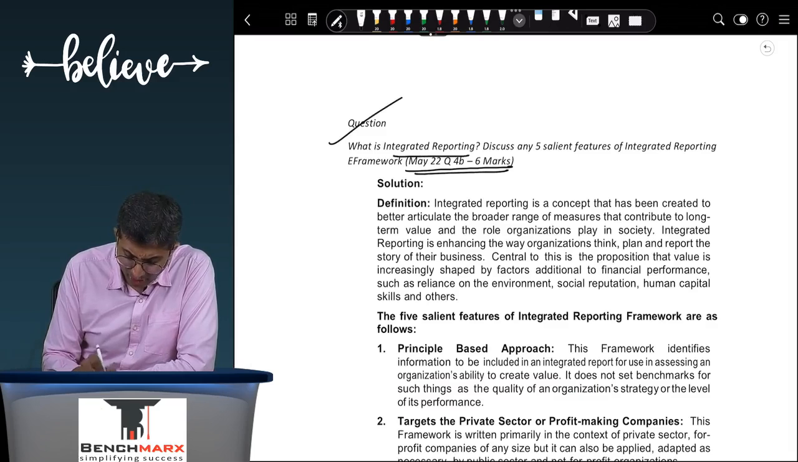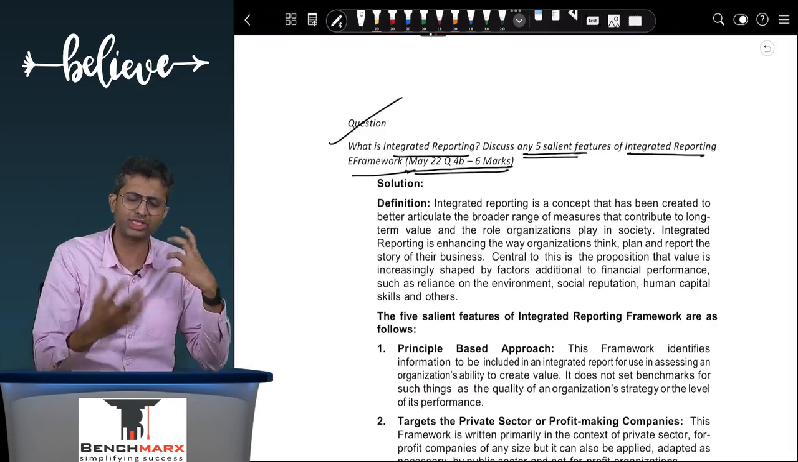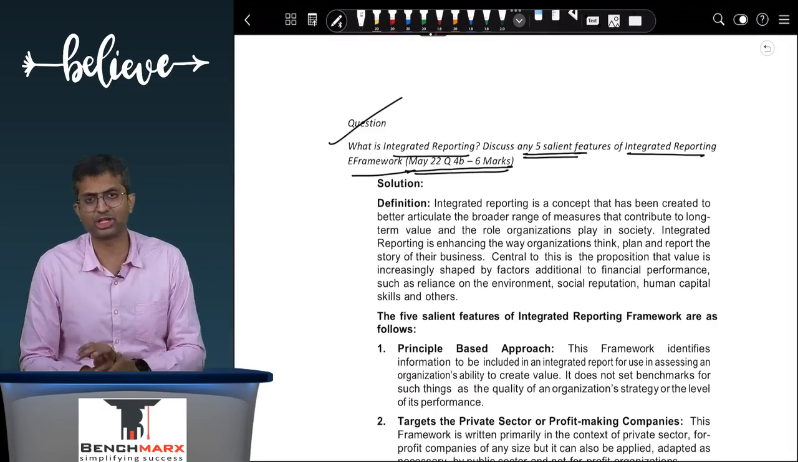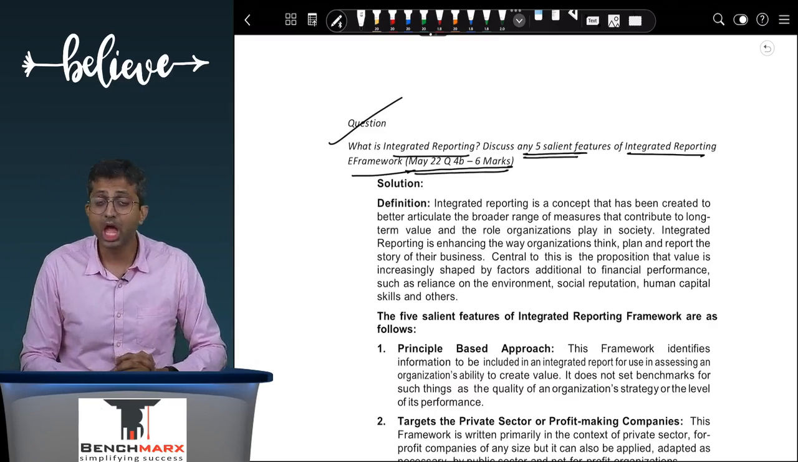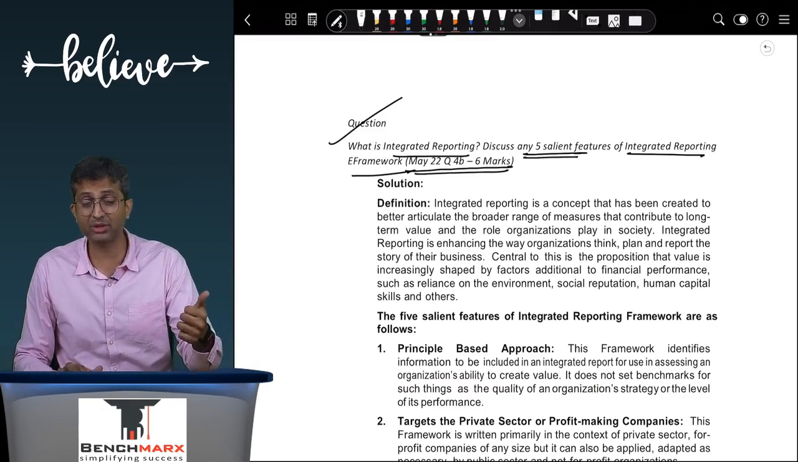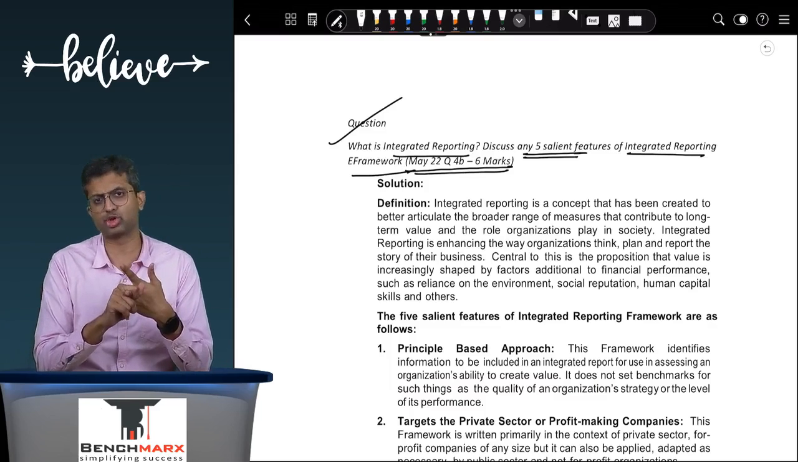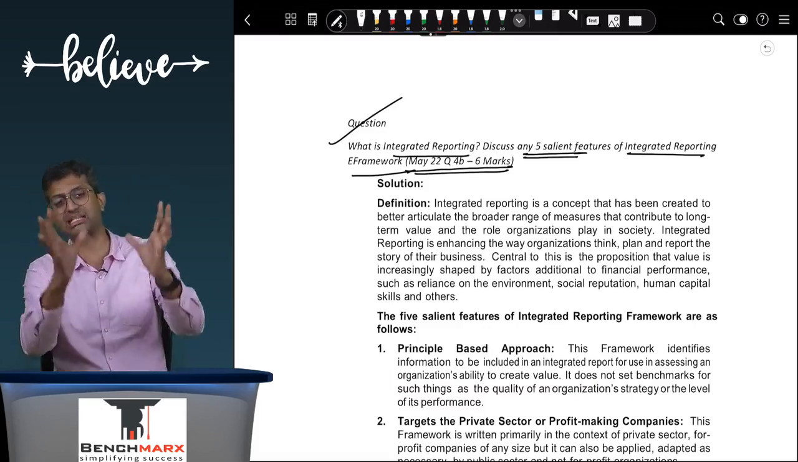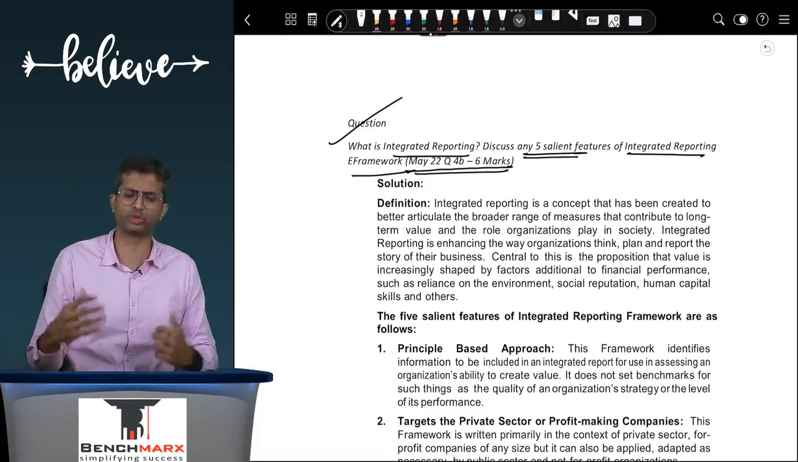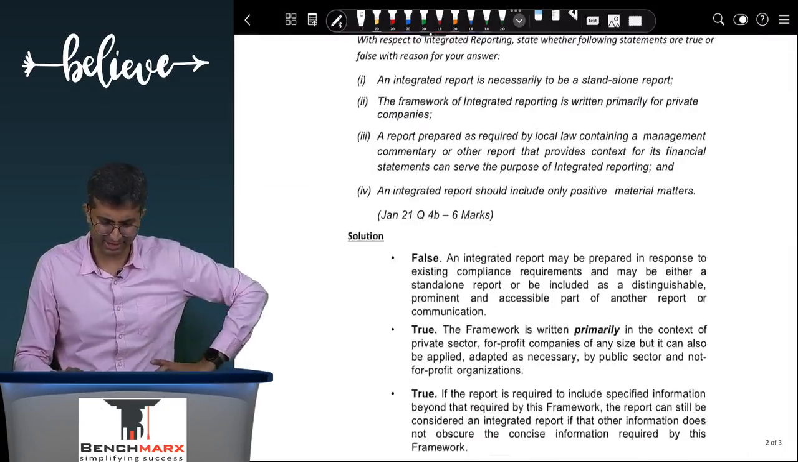What is integrated reporting? Discuss any 5 salient features of integrated reporting framework. What is integrated reporting? Well, it is a reporting where you are focusing on value creation, focusing on financial as well as non-financial capital, governed by IIRC, etc. The 5 salient features: it is a principle-based framework, there is identifiable communication, then you have financial as well as non-financial sources of capital. You want to focus and emphasize on value creation and largely focusing on the private sector, though it can also be used for not-for-profit organizations as well. So these are those 5 factors.